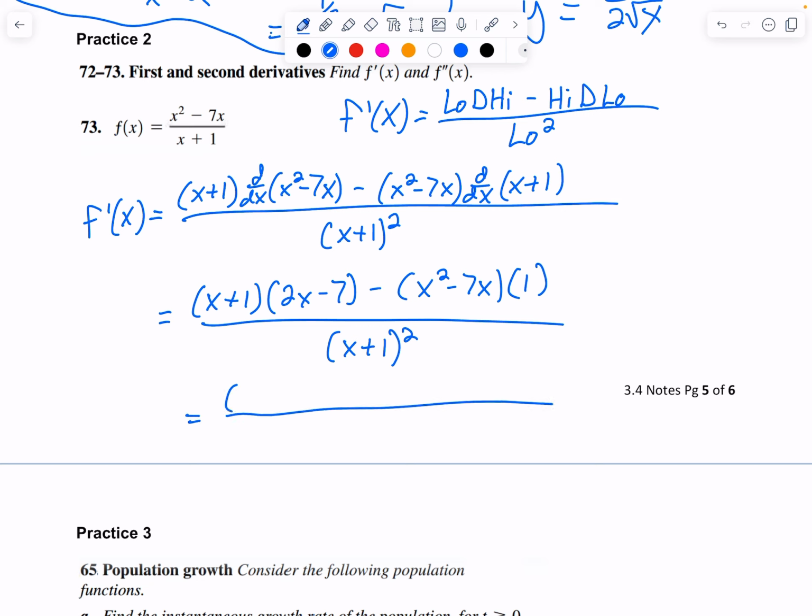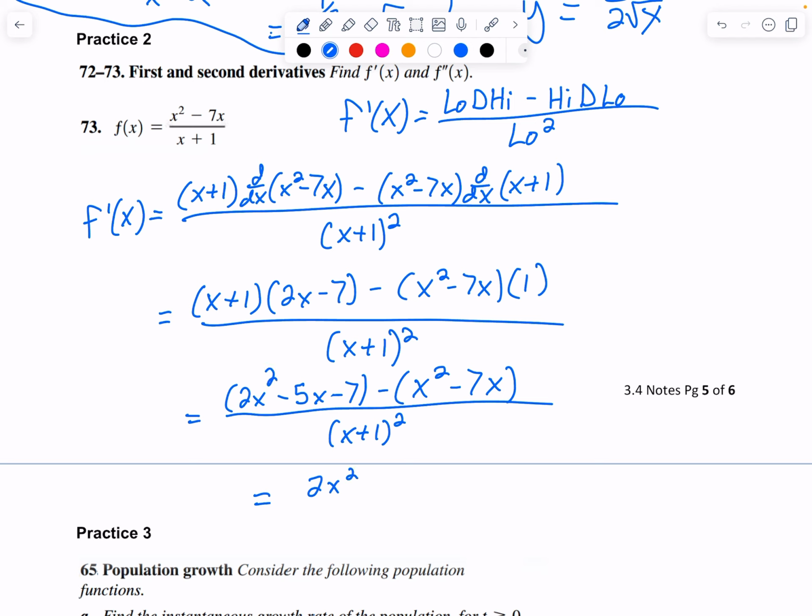So I got 2x squared, and then I'm going to have a 2x and a minus 7x, which is minus 5x, and then minus 7. And then minus, this is just going to be x squared minus 7x, all over x plus 1 squared. And that's going to be, okay, I get 2x, I put cubed there, and I meant to put a square.